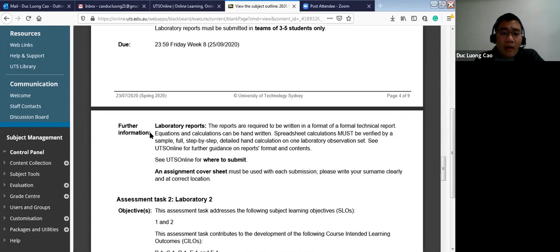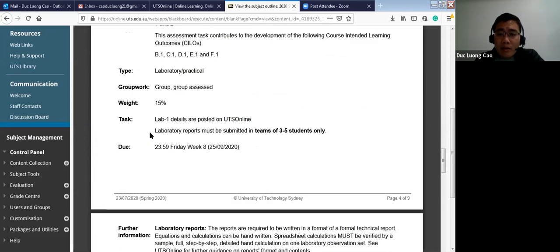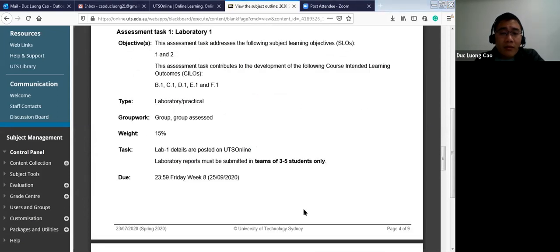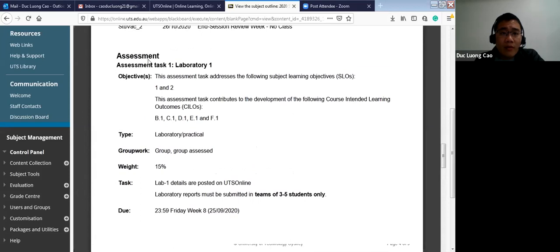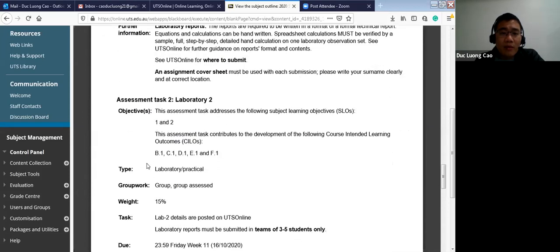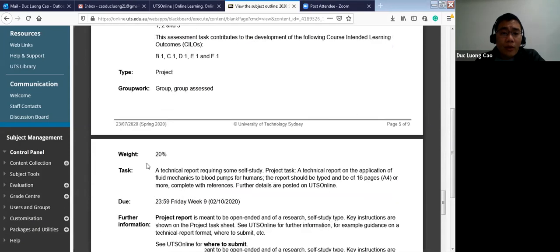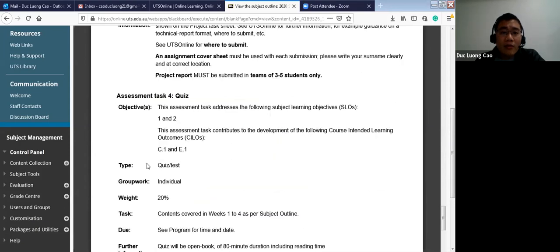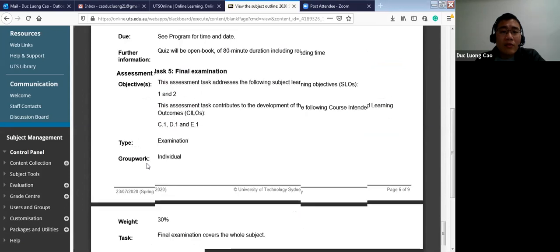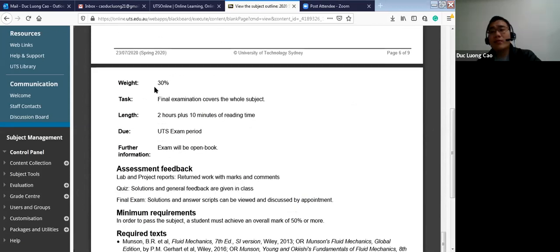As you can see in the subject outline, the lab report weight is 15%. Lab 2 15%. It means 2 labs 30%. Project 20%. And the quiz 20%. So the final exam is just only 30%.